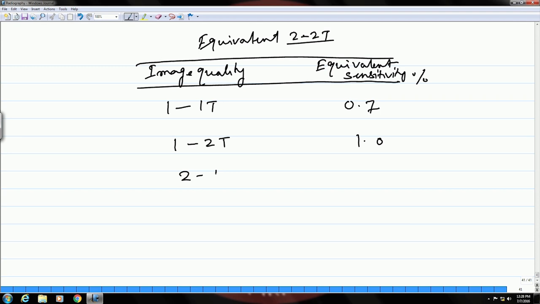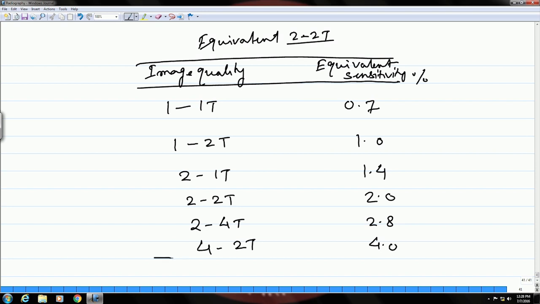For 2 1T it is 1.4%. 2 2T we have seen it is 2%. 2 4T it is 2.8%. 4 2T it is 4%. So, like this, for different combinations of the thickness of the penetrometer and the hole which is clearly visible on the radiograph, these are the sensitivity levels which are specified.